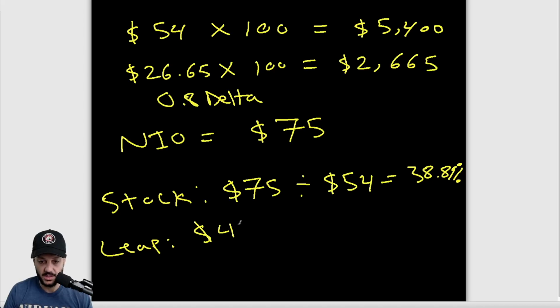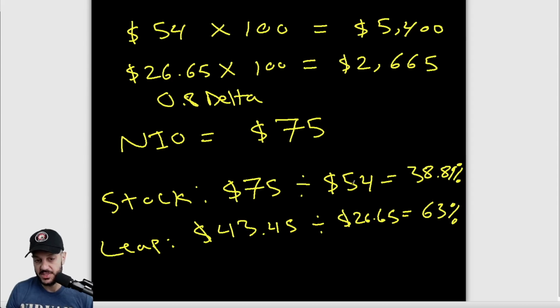$43.45 divided by 26.65, and we get 63% profit. 63% profit on the LEAP call versus 38% profit on the stock. And it cost us half as much to get in.